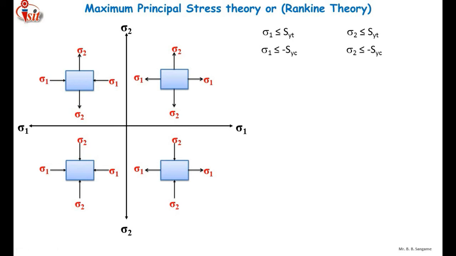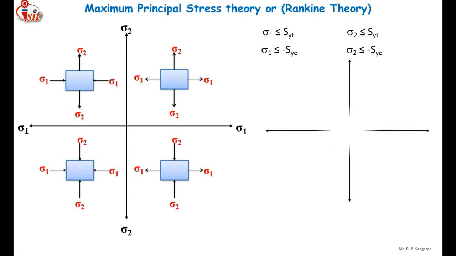It means that for plotting the safety region we need to consider the limits I have given here: sigma 1 should be less than or equal to SYT, and sigma 2 should be less than or equal to SYT. Similarly, sigma 1 should be less than or equal to SYC, that is the yield strength in compression, and sigma 2 should be less than or equal to SYC, that is the yield strength in compression. So let us plot the region of safety.